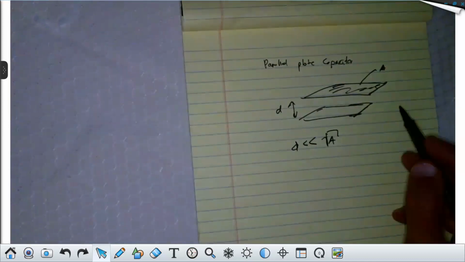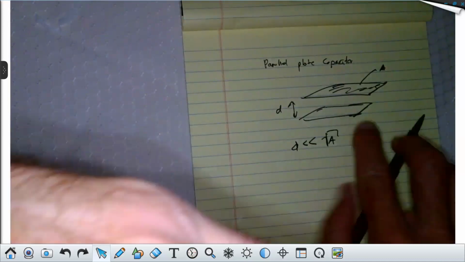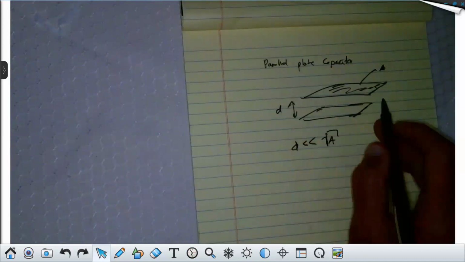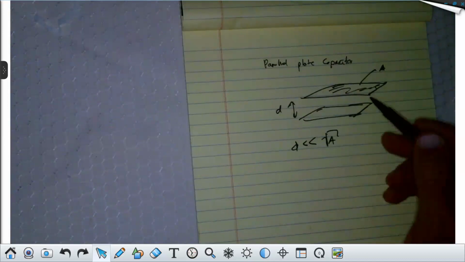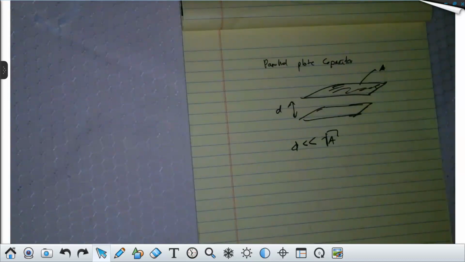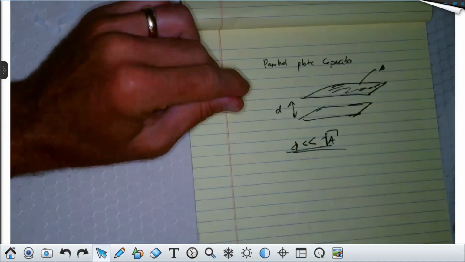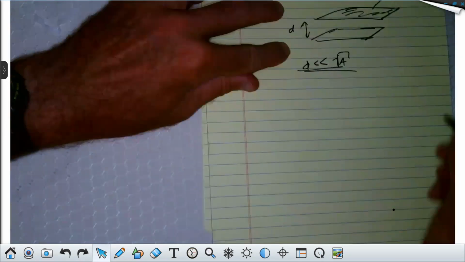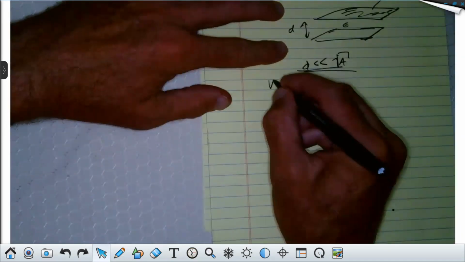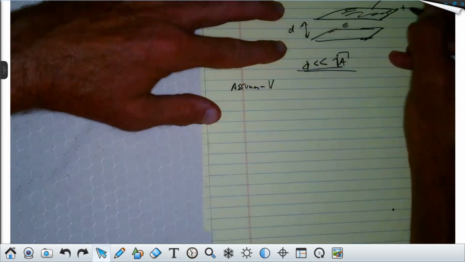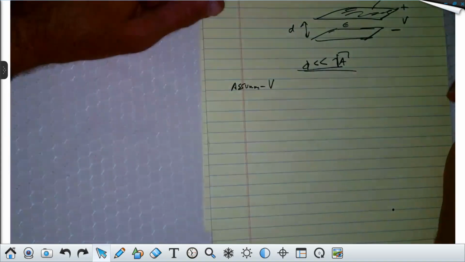Now, here's what it really is saying. It's saying that these plates are going to be very close together. So if you take a look at the length of an edge on this plate, compared to d, d is going to be much, much less than the length of the edge. And the length of the edge is proportional to the square root of the area, because area is length times width, right? Class? So this is the assumption. This is the only way that this will work. So if you have that, and there's a dielectric between there, then we assume V. So we're going to start by assuming V. And V would be a plus to minus voltage between the plates. Y'all see that?